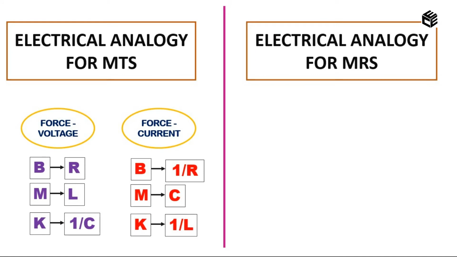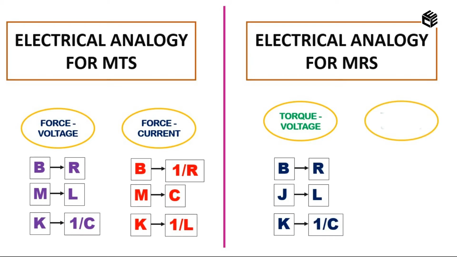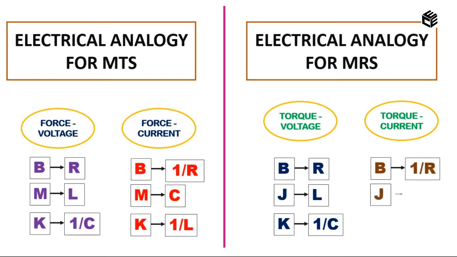We will see the electrical analogy for mechanical rotational system. Here also we have two analyses: one is torque-voltage and the other is torque-current. For torque-voltage, B is replaced using resistor, J is replaced using inductor, and spring is replaced using capacitor. For torque-current, B is replaced using 1 by R, J is replaced using capacitor, and K is replaced using inductor.